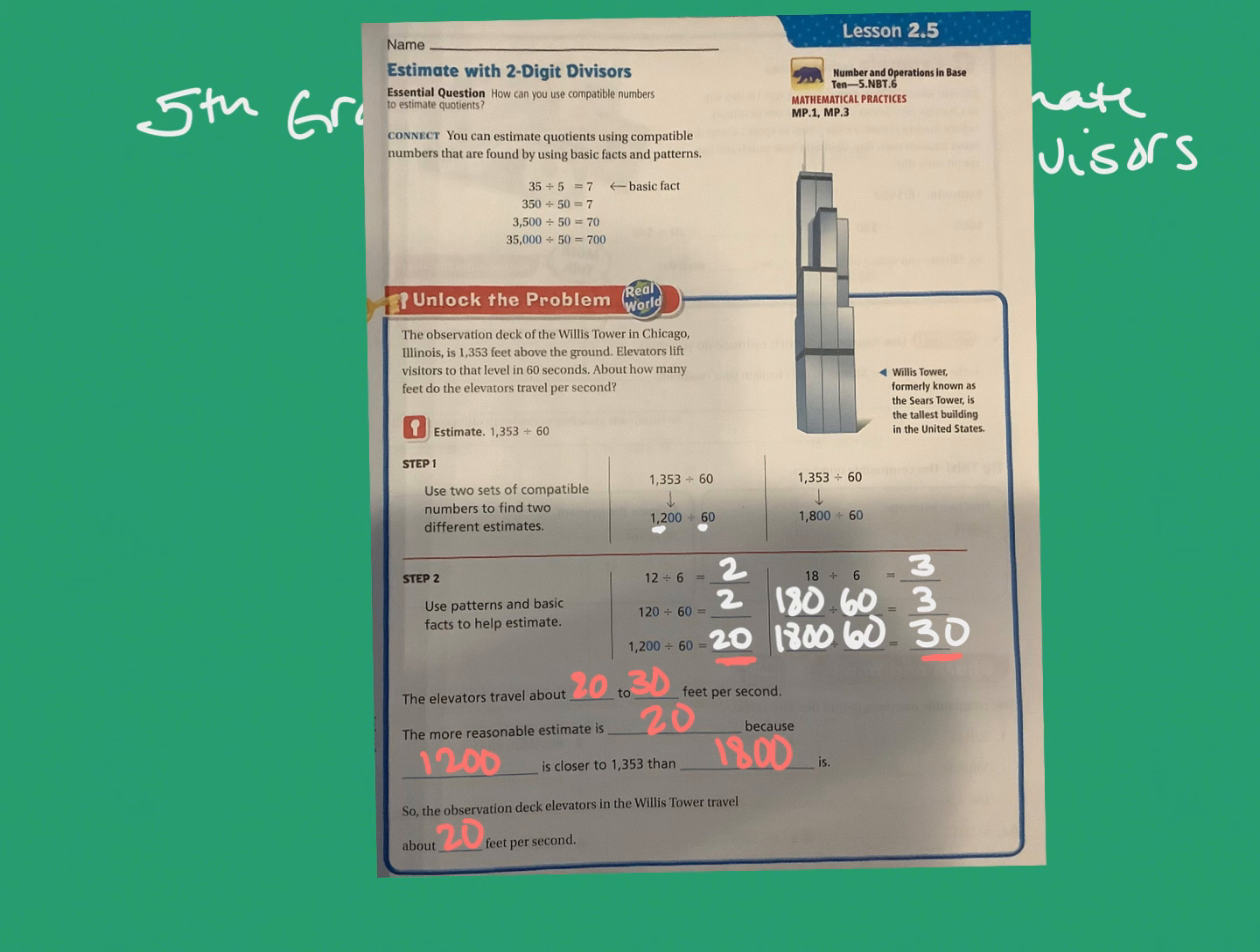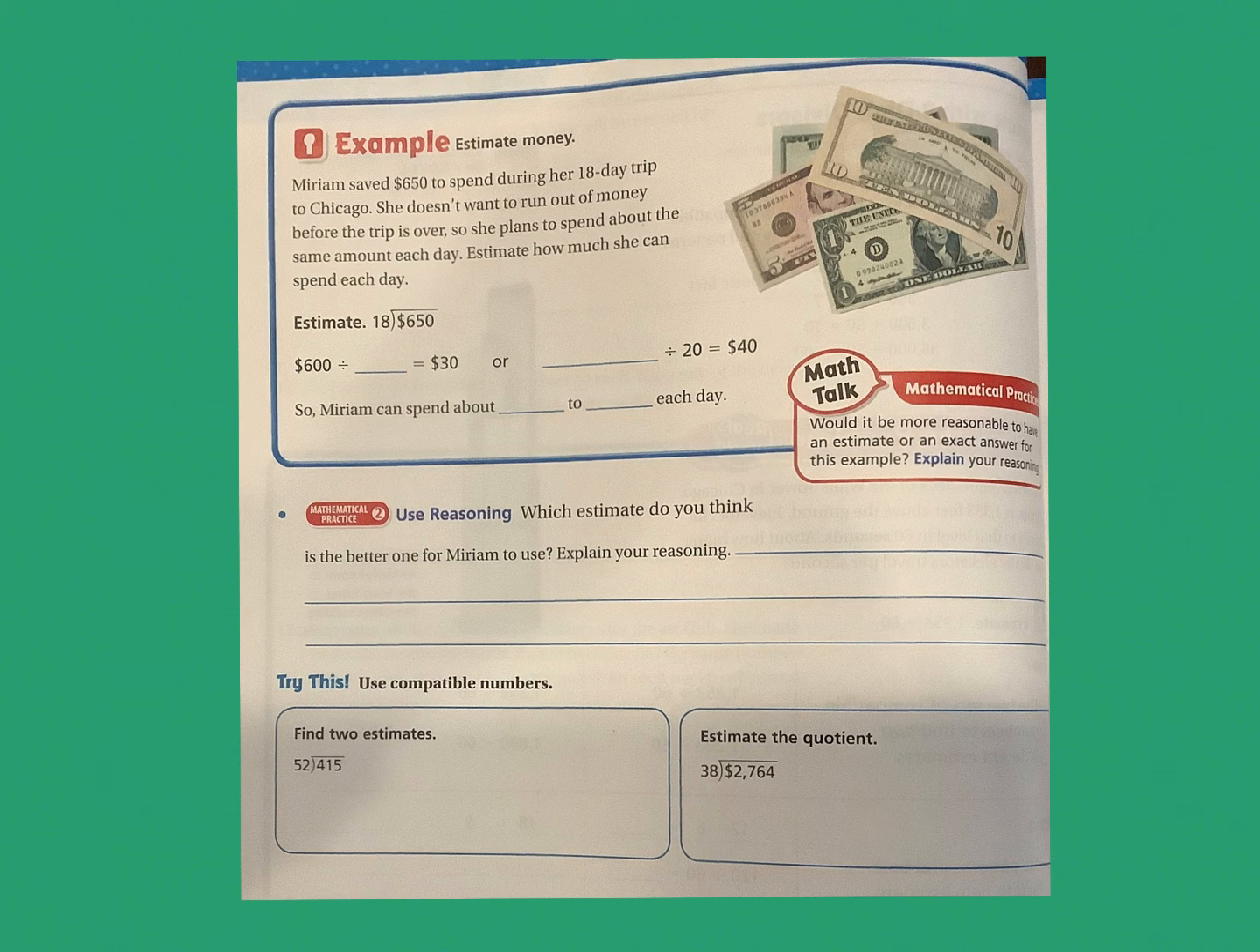And so that's what this lesson is about, is just finding the quotient-ish using estimating with numbers that you recognize, your multiplication facts that you recognize. And in this lesson, they're not asking for the actual quotient. When they're asking for that, we'll do all the division. This is just asking for the ish answer, and so a lot of this might be able to be done in your head, depending on how well you're understanding the concept. Miriam saved $650 to spend during her 18-day trip to Chicago.